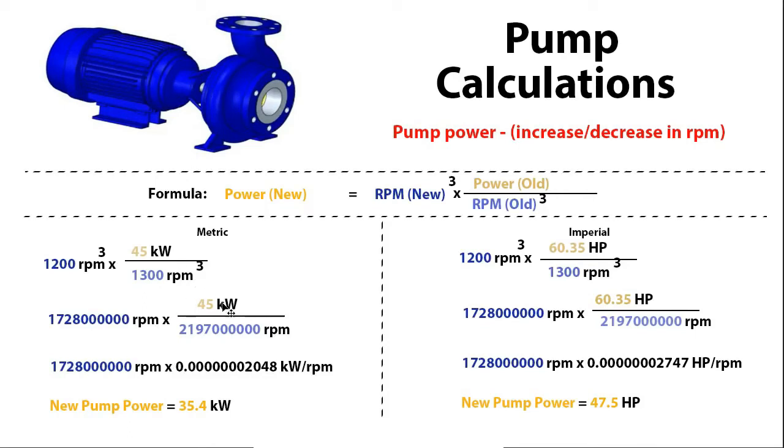So to calculate all these, remember to cube these numbers as well. Obviously that's why they are so long. Make sure you do these as the first step, otherwise you might lose it and then you'll mess up all your calculations, so don't fall into that trap. If we calculate all this, you'll see it comes down to 35.4 kilowatts, down from 45 kilowatts. And on the Imperial side, it will come down from 60.35 horsepower down to 47.5 horsepower.